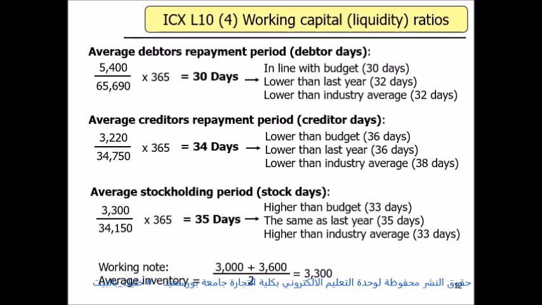And finally, we move to the liquidity ratios. There are three main ratios. The average debtor payment period is equal to closing receivables divided by sales multiplied by 365. The average creditor repayment period is equal to closing payables divided by purchases multiplied by 365. The average stock holding period is equal to average inventory divided by cost of goods sold multiplied by 365. How to calculate the average inventory? It's equal to opening inventory plus closing inventory divided by 2.